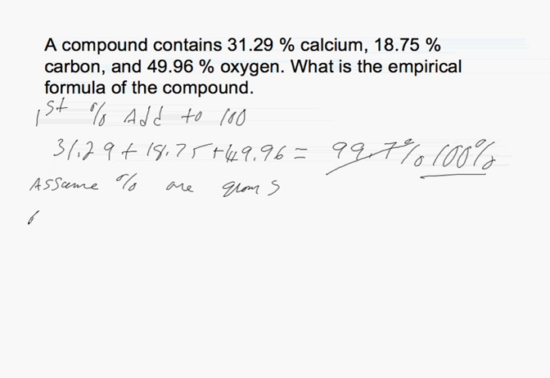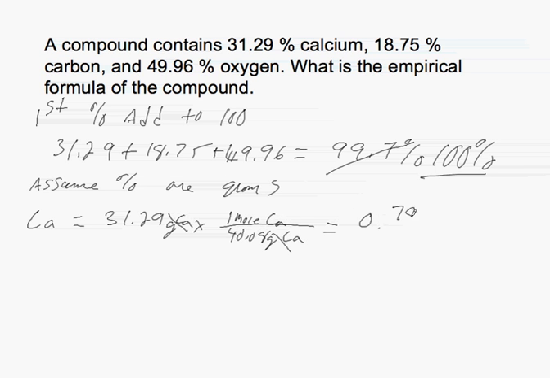So the first one that we have here is calcium is equal to 31.29 grams, and we want to convert our grams into moles. So we know that for every 1 mole of calcium we have 40.08 grams of calcium. Grams of calcium cancel out, and our answer is in moles, which is 0.7806 moles of calcium.